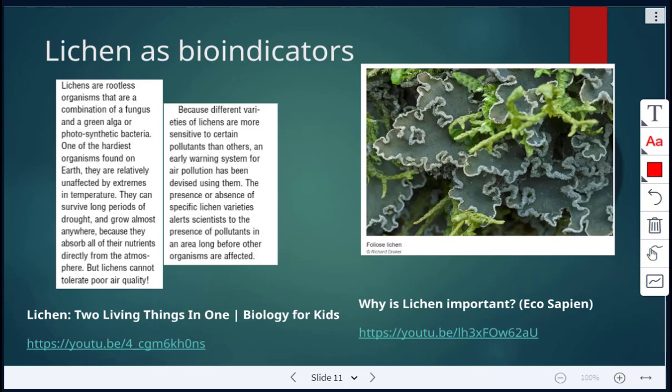The presence or absence of specific lichen varieties alerts scientists to the presence of pollutants in an area long before other organisms are affected. All right, so lichen, a very important species. I'll pause here. I have a couple videos on lichen.